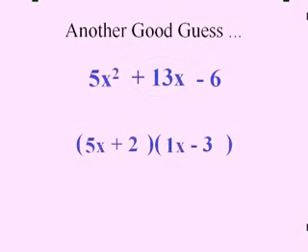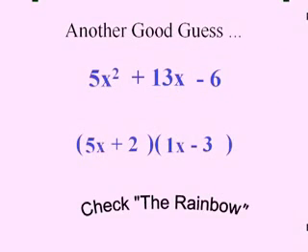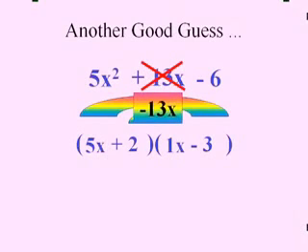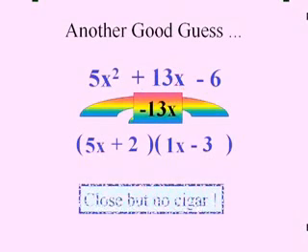See if I'm going to get the middle term by checking the rainbow. I get a negative 15 and a positive 2. Now a negative 15 and a positive 2 give me a negative 13x. Wait a minute, I want a positive 13x, so I'm close. So what I'm going to do is only switch the signs since I'm so close.